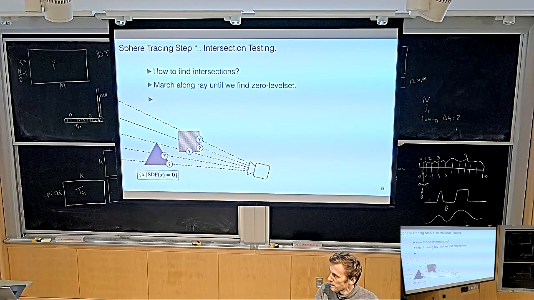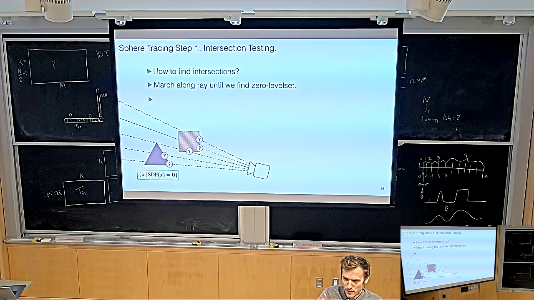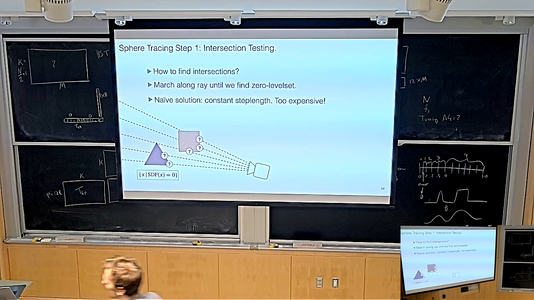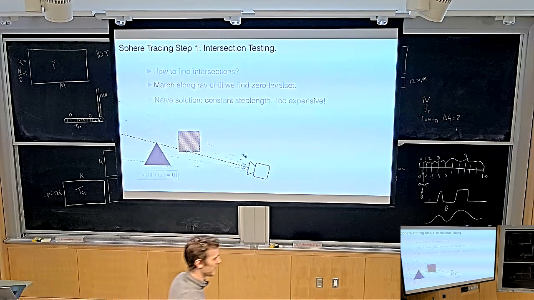That works. So we basically have to march along the ray until we find the point where it switches sign, or equivalently, until we find a point where the signed distance is 0 for the first time. And why for the first time? We want to find the first intersection with the scene geometry, the first time that the ray intersects the geometry of the scene. So the naive solution is basically constant step length. And that actually works. It's, however, expensive. So there's actually a smarter way of doing it.